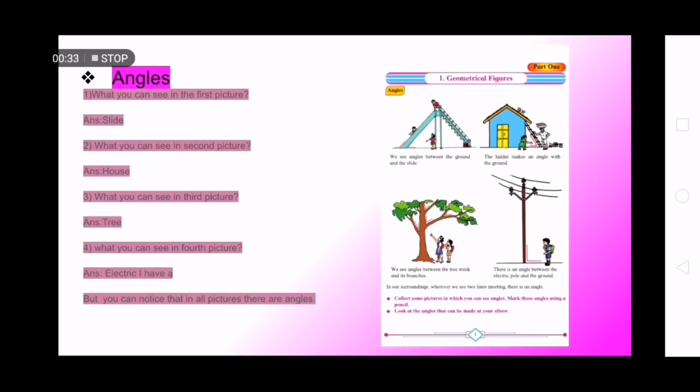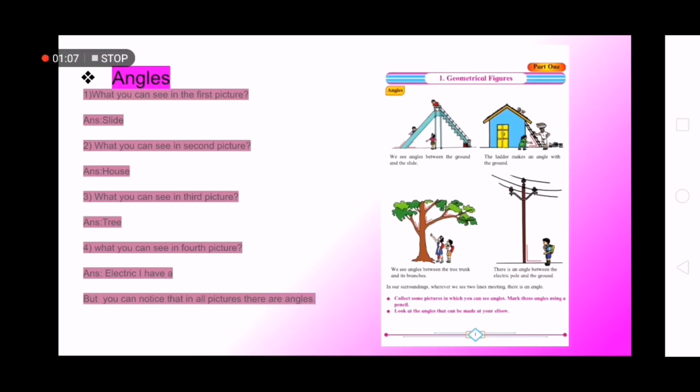So how are angles framed, can anyone tell me? I think a half of a triangle is an angle. Is it right? Yes. Half of the triangle is also called an angle. So when both half angles are joined, then it will become a triangular shape. But how does the triangular shape become?